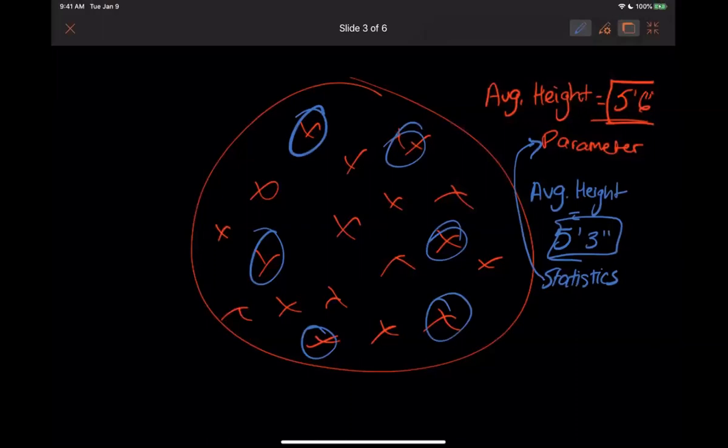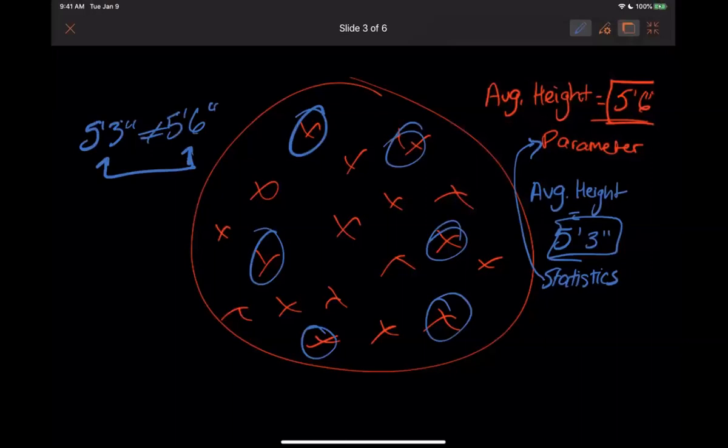And what we're dealing with in statistics is the idea that 5 foot 3 inches does not equal 5 foot 6 inches. But how confident or close do we feel that this estimate is pretty good? So when we have a parameter, we're talking about the total for the population. The statistic itself is the estimate for the sample that we're using.